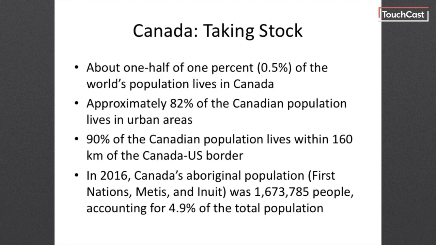Furthermore, about 0.5% of the world's population lives in Canada. So overall, we don't have a lot of the world's population here. Approximately 82% of the Canadian population lives in urban areas. We are very much a city-dwelling country. And 90% of the Canadian population lives within 160 kilometers of the Canada-US border. In 2016, according to the census, Canada's Aboriginal population, so that's First Nations, Métis, and Inuit, was 1.67 million people, which accounts for about 4.9% of the total population.